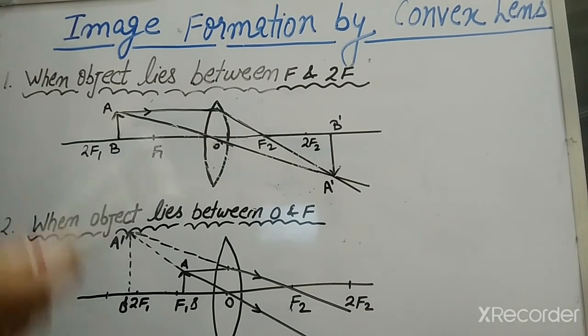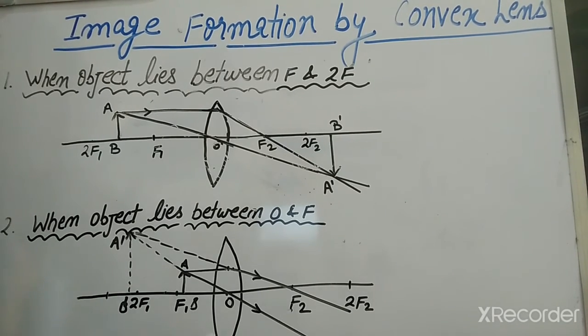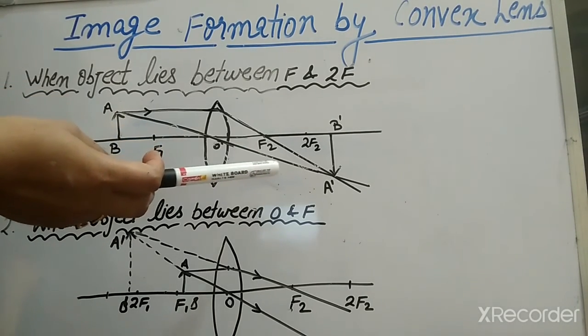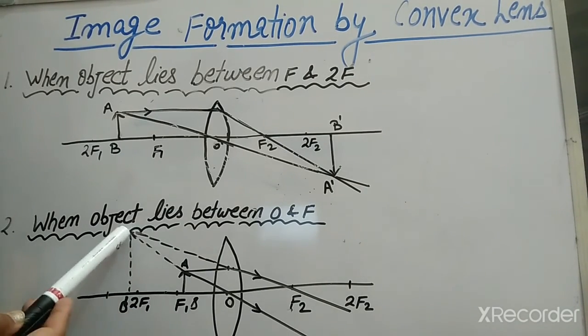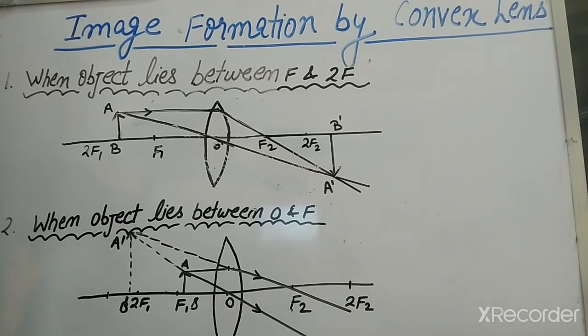The image is formed on the same side of the object, and you can see that the size of the image is enlarged as compared to the object, and the nature of the image is virtual and erect. Here we use the word virtual, but in the other cases we used the word real. Why? Because the dotted line is showing that the rays are not actually meeting, they are meeting virtually. So the image is formed virtual and it is upright, so it is erect.